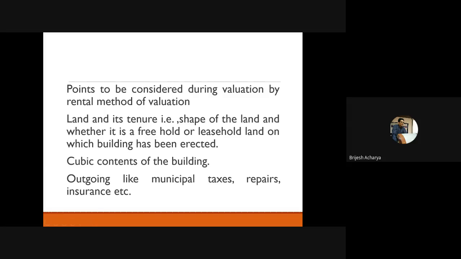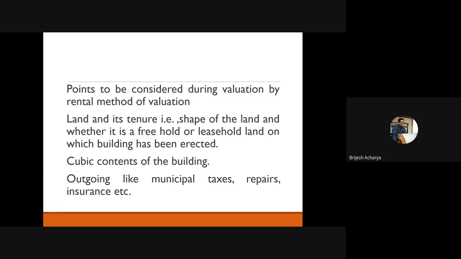So this particular point, land and its tenure, is not important only for the rental method of valuation. The valuer is required to consider the land and its tenure even if he is going for the land and building method of valuation or any other method of valuation.